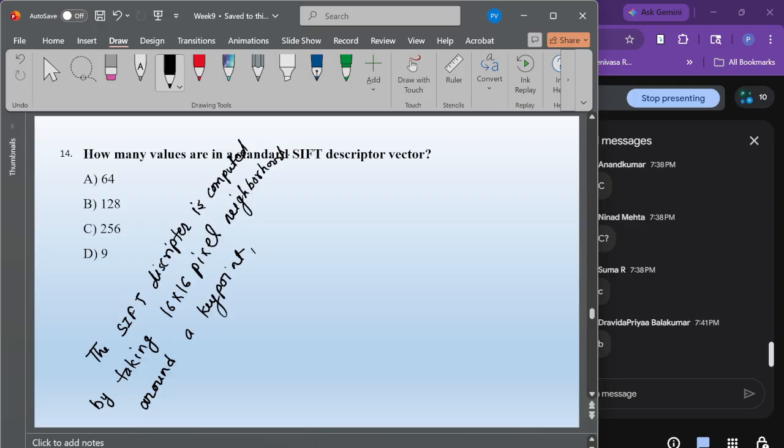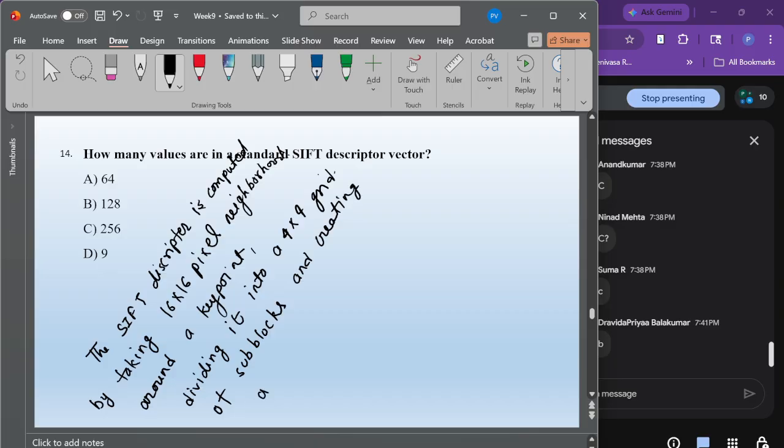So that 16 cross 16 neighborhood, we divide it into a 4 cross 4 grid of subblocks, and create an 8-bin orientation histogram for each one.